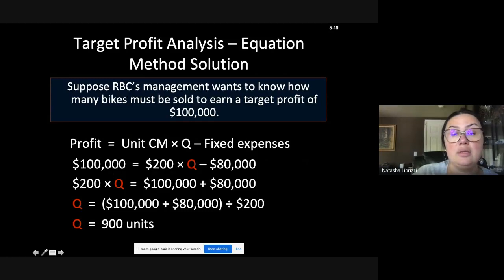We know our unit contribution margin is 200 times Q. Q is unknown because we're trying to figure out the quantity of units. And we're using the equation method here.